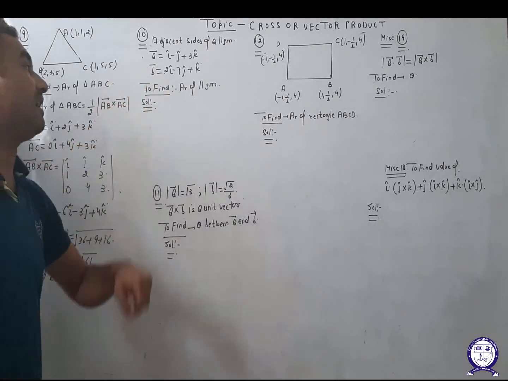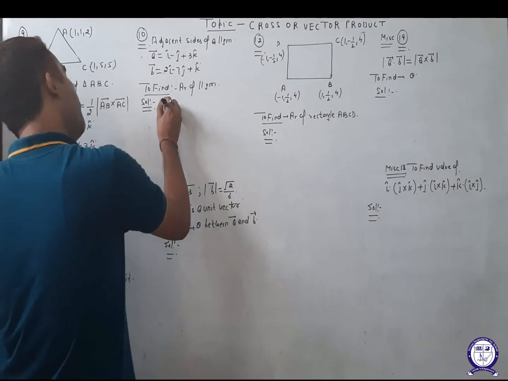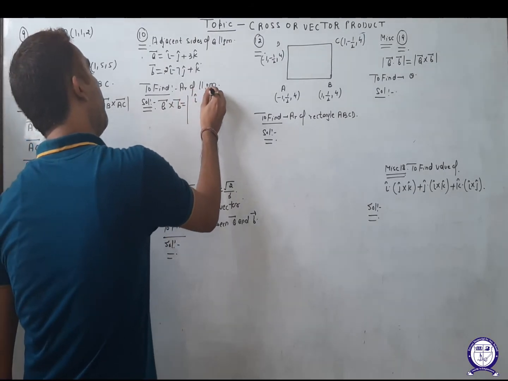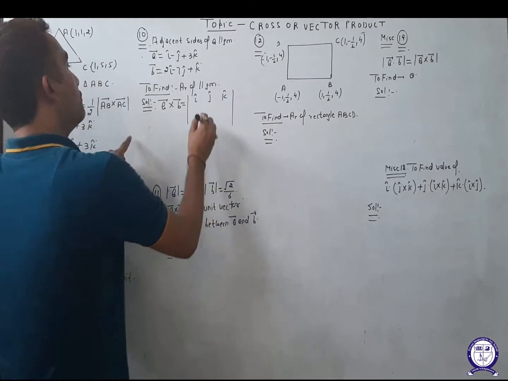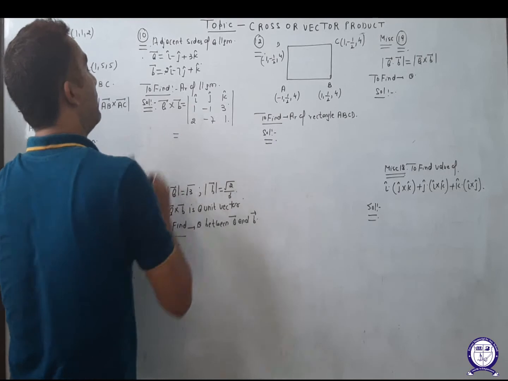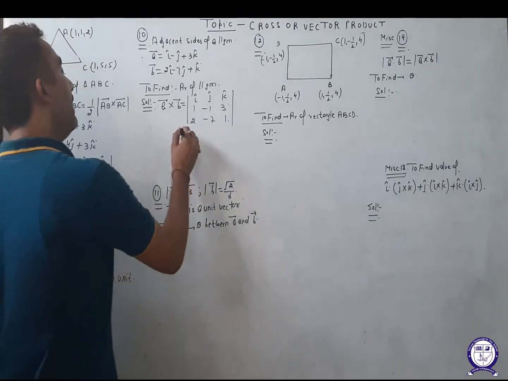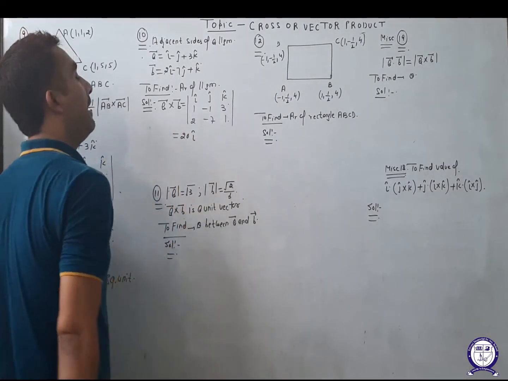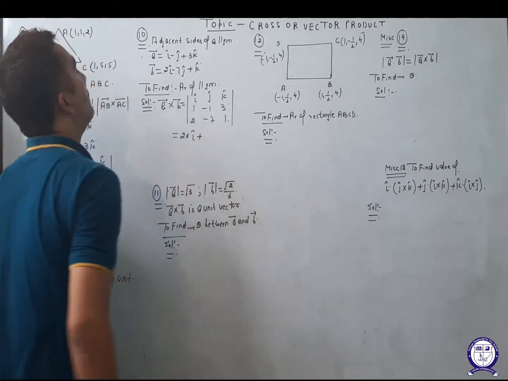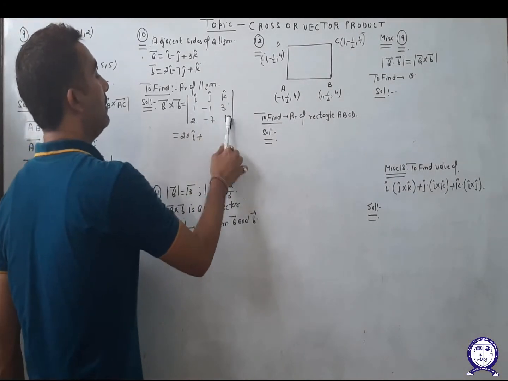Now the question is asking about area of parallelogram. As we know, area of parallelogram is magnitude of A vector cross B vector. So first of all get its cross. That is 1, minus 1, 3, 2, minus 7, 1. Get cross. That is i cap, j cap, k cap, then 1, minus 1, 3, 2, minus 7, 1. For j cap, that is 1 minus 6.